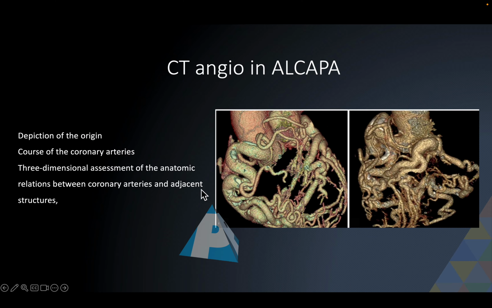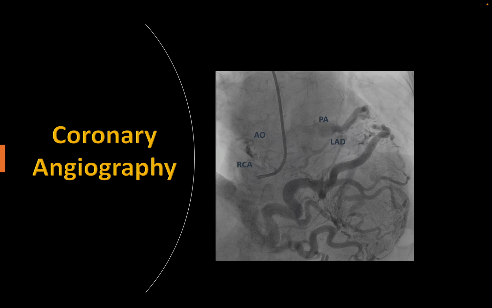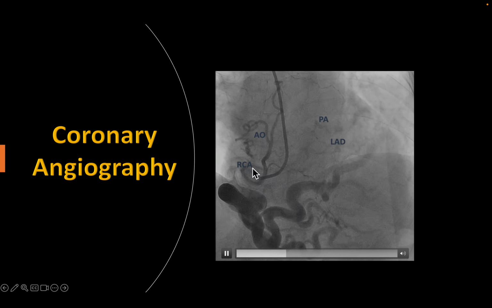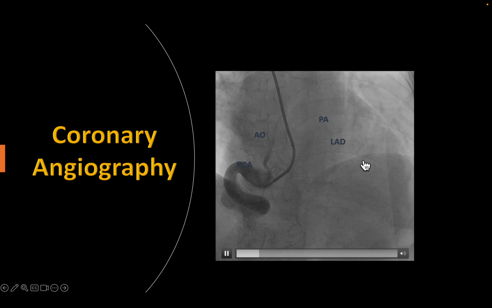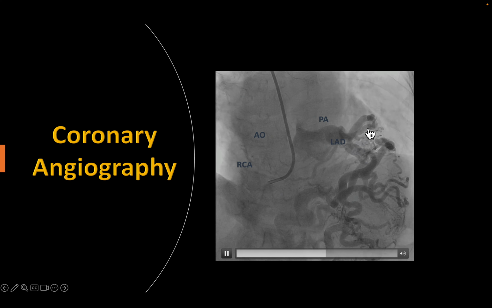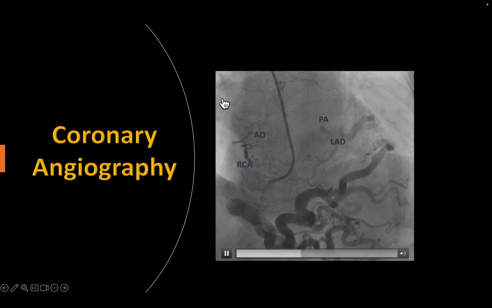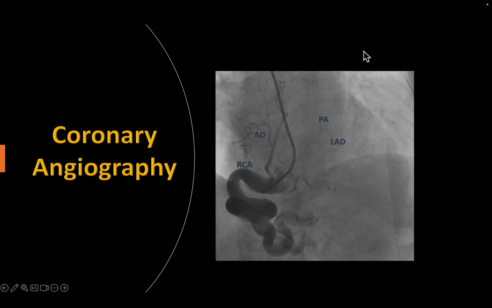CT angio is a good way, it gives you a lot of anatomical markers for coronary artery anatomy, and occasionally you might have to resort to coronary angiogram, where in this case you see the right coronary artery markedly dilated, collaterals filling the left coronary artery, and the blood actually draining into the pulmonary artery. You see the main pulmonary artery, and then the branches of the pulmonary artery, the right one and the left one.